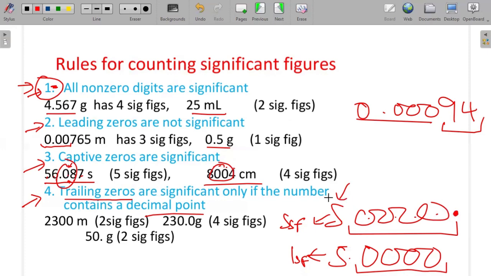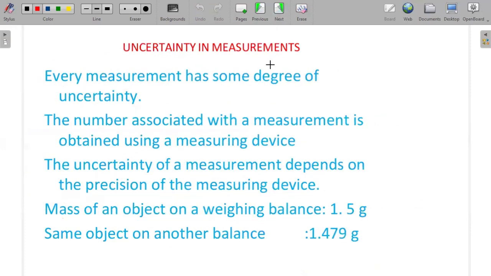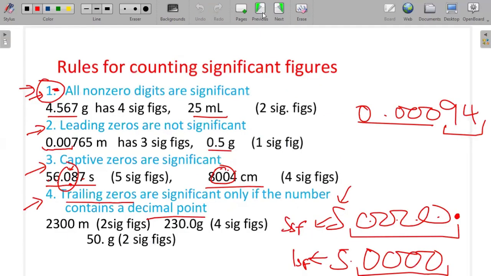Now how do we connect this concept of significant figures to what we call uncertainty? Okay, so when you'll be doing your, sorry, someone has a question?